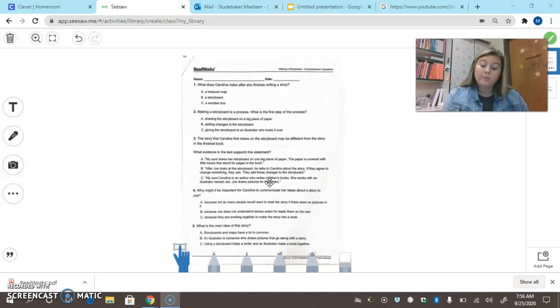Question number 3. The storyboard that Carolina first draws may be different than the one that's finished. What evidence in the text supports this statement? A. My aunt draws her storyboard on one big piece of paper. The paper is covered with little boxes that stand for pages in the book. B. After Joe looks at the storyboard, he talks to Carolina about the storyboard. If they agree, they can change something. They add those changes to the storyboard.